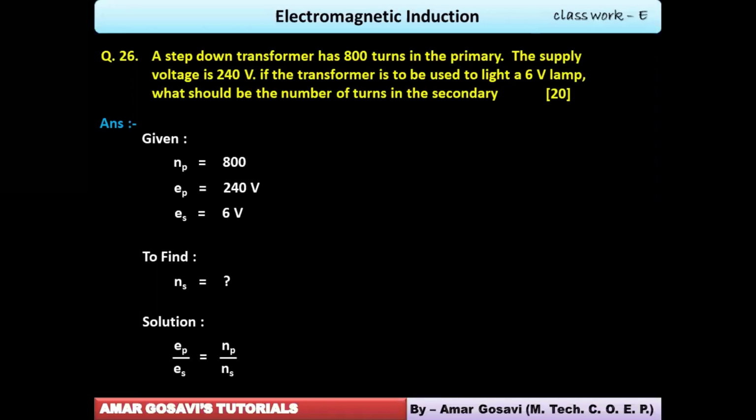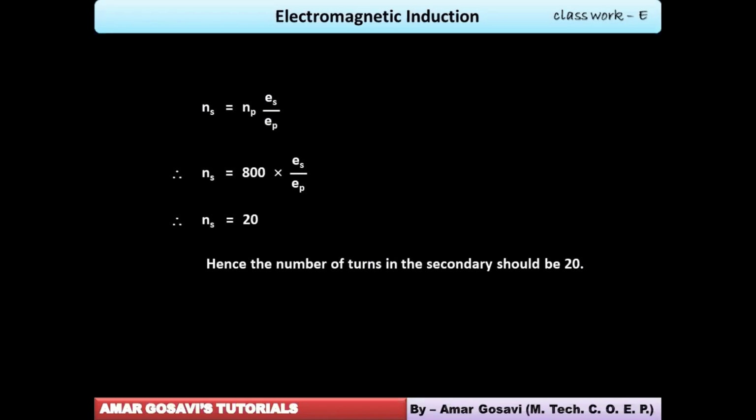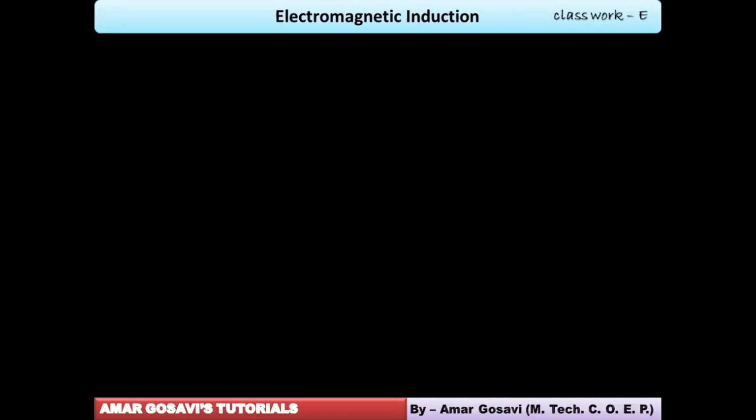Okay, so when you solve it, when you put the values, NS will be NP into ES by EP. So NS then will be, when you substitute the values, you can see NS will be 20. So the number of turns on the secondary should be 20 in this case. Please make a note of it. Okay, hopefully noted. Then let's move ahead towards the next question.